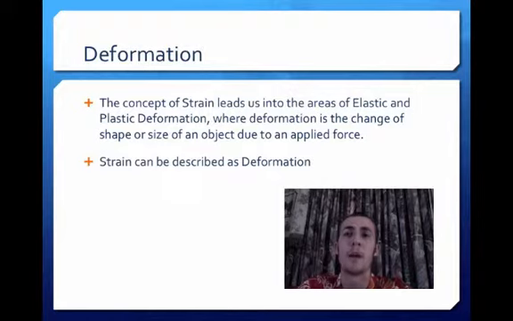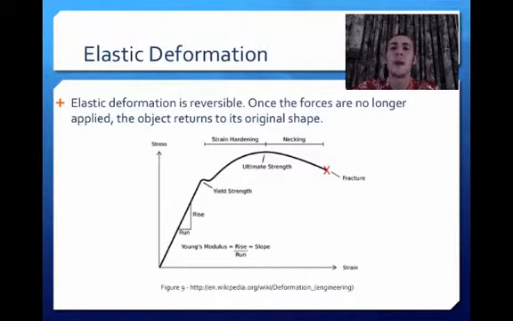The concept of strain leads us into the areas of elastic and plastic deformation, where deformation is the change of a shape or size of an object due to an applied force. As deformation occurs, internal intermolecular forces arise that oppose the applied force. If the applied force is not too large, these forces may be sufficient to completely resist the applied force, allowing the object to assume a new equilibrium state and to return to its original state when the load is removed. Elastic deformation is reversible. Once the forces are no longer applied, the object returns to its original shape.